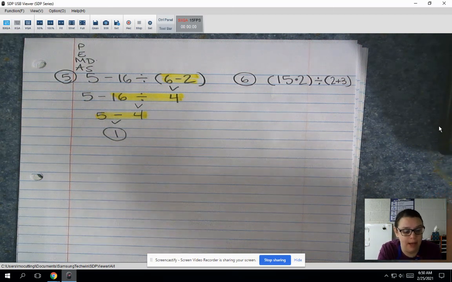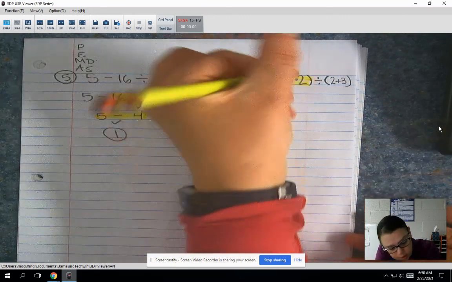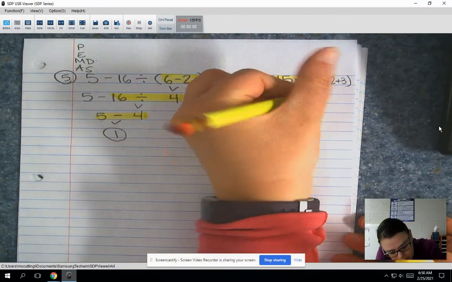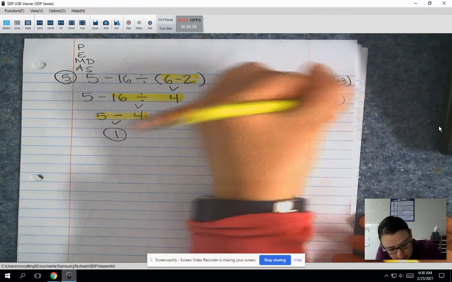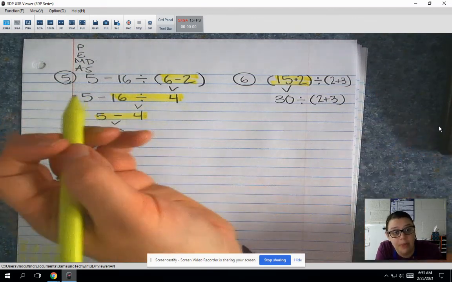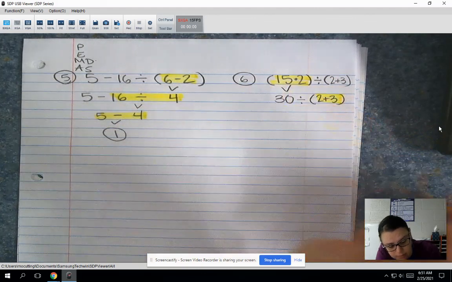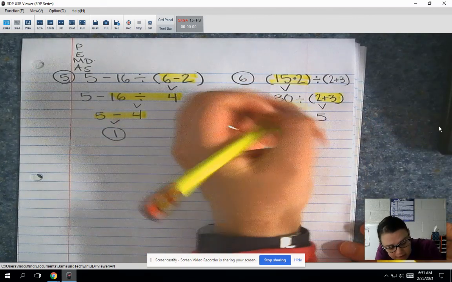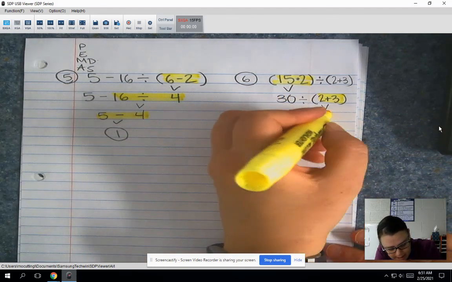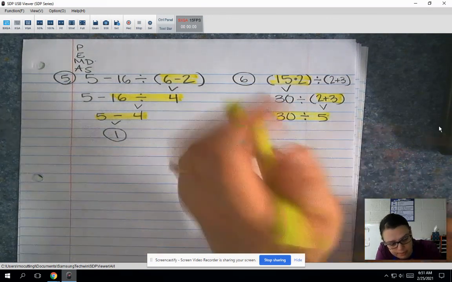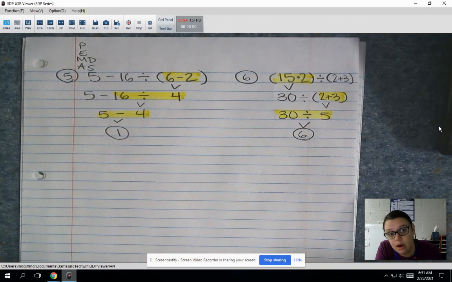And welcome back. So I'm going to start with these parentheses. 15 times 2 is 30. I have to copy down everything that I have left. 30 divided by 2 plus 3. Go back to my order. Parentheses still come first, so I do this set of parentheses next. 2 plus 3 gives me 5. So 30 divided by 5. Now I'm on to my last step, which is the division, which gives me 6.